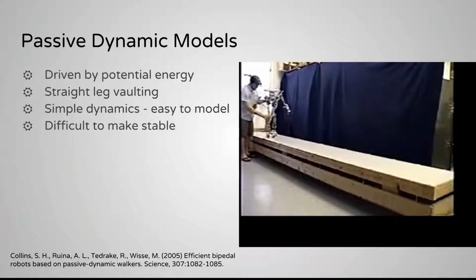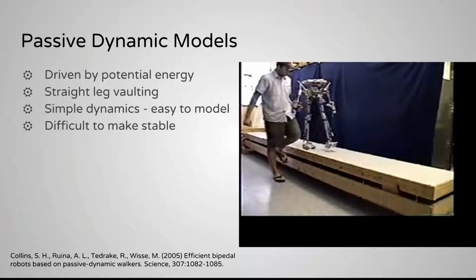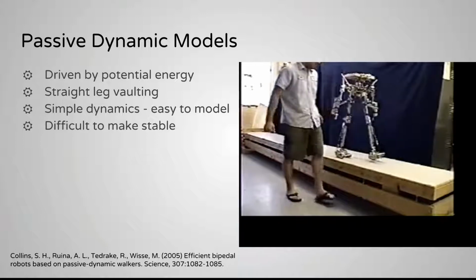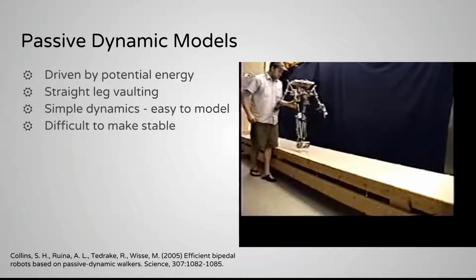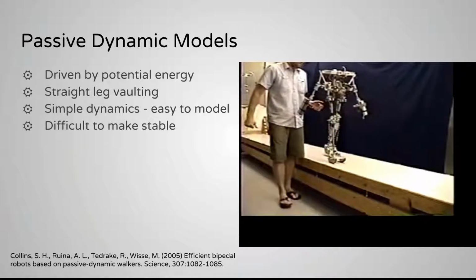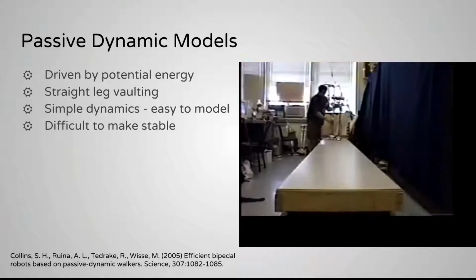So obviously, it doesn't need to be steered by someone. But here it's walking down a slope with very little intervention except for someone stopping it from falling over. And it's based on the idea of straight leg vaulting dynamics. And it's very easy to model this. While it is easy to model, it's actually quite difficult to make it stable.